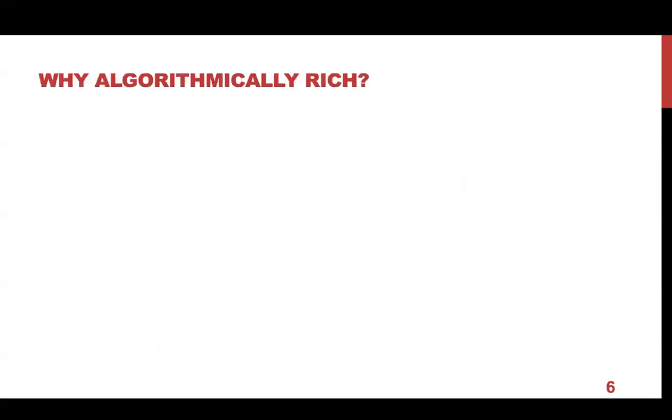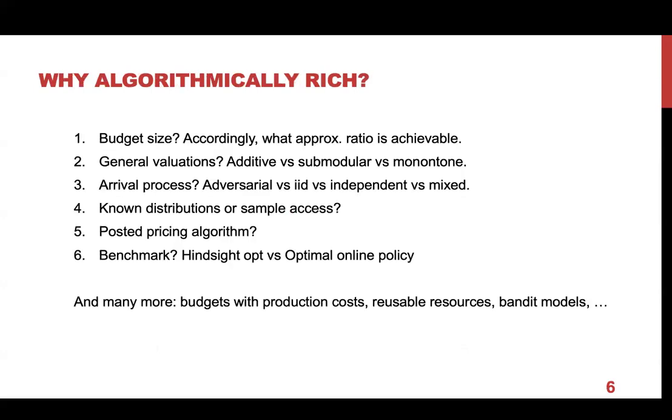Okay, so this is why I was saying online resource allocation is so important, but let me also clarify why it's algorithmically so rich, why there are so many models and why it's such a big field in itself. Some of the things that make a huge difference: one is the budget size. For each resource, do you have a single copy or many copies? Accordingly, you might be able to make a few mistakes or you cannot. Similarly, are you getting a 99% approximation, or a 10% approximation? Those things will matter a lot.